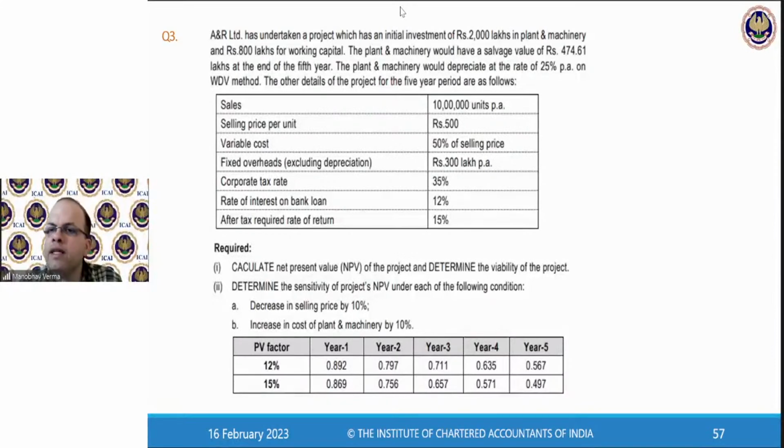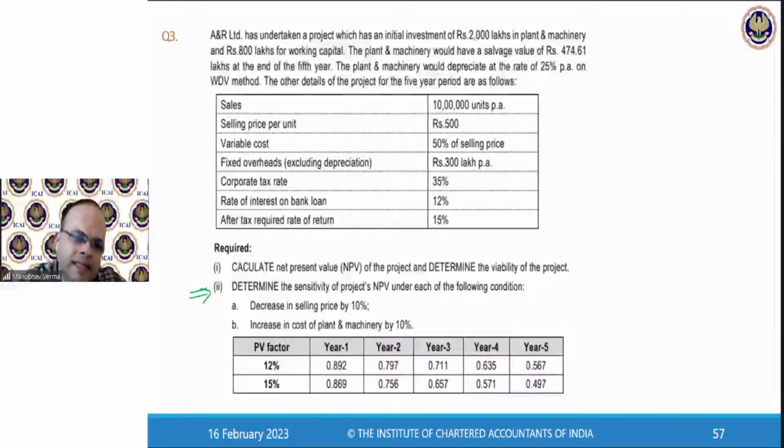And then after tax, we can just do a comparison of a depreciation tax shield as well. Now, we can compare the net book value with the initial investment and the working capital along with that, and compare the NPV. I would actually not talk about the calculation part. You guys can manage on your own. I would like to talk about point number 2 here. Determine the sensitivity of the project's NPV under each of the following conditions. Decrease in the selling price by 10% and increase in the cost of plant and machinery by 10%.